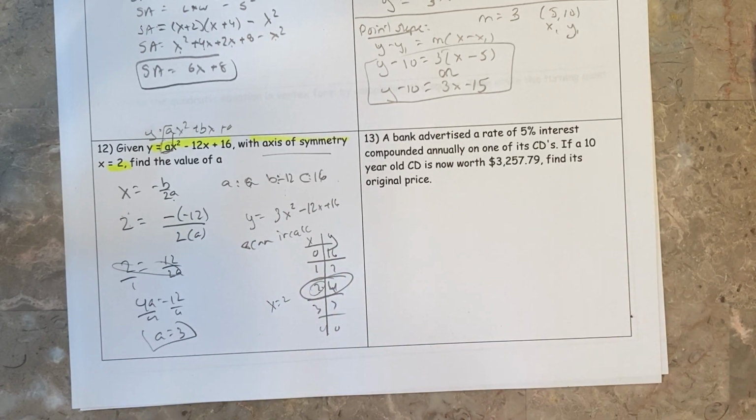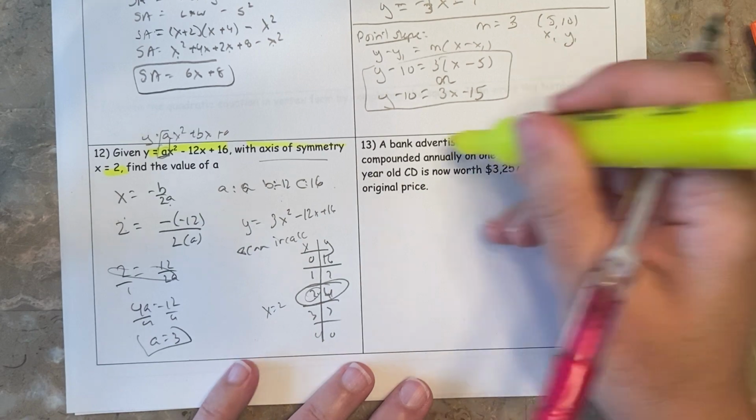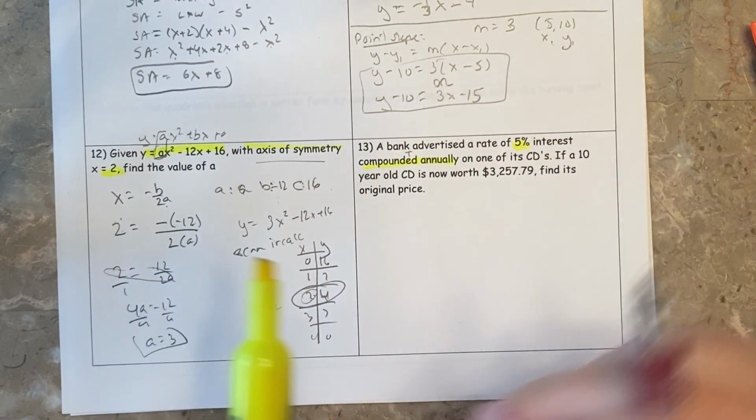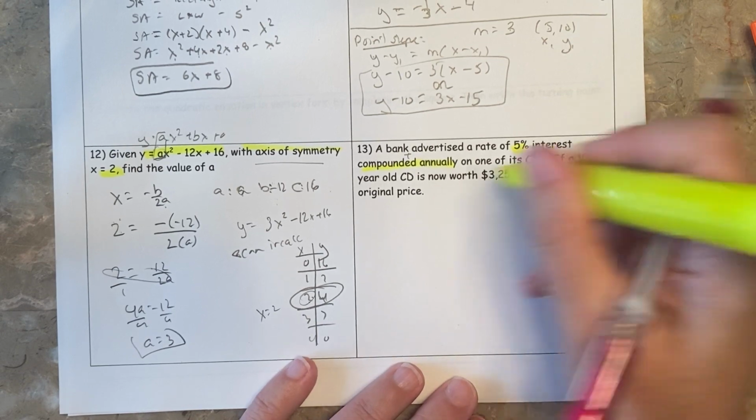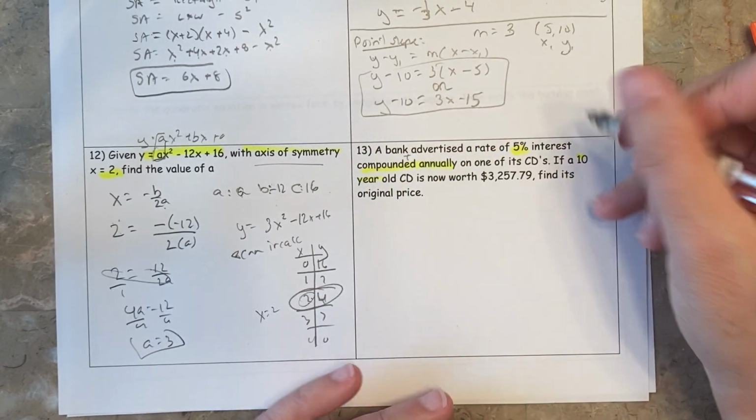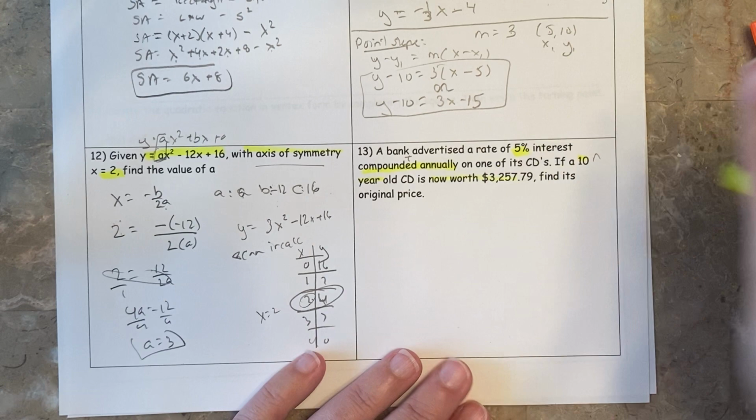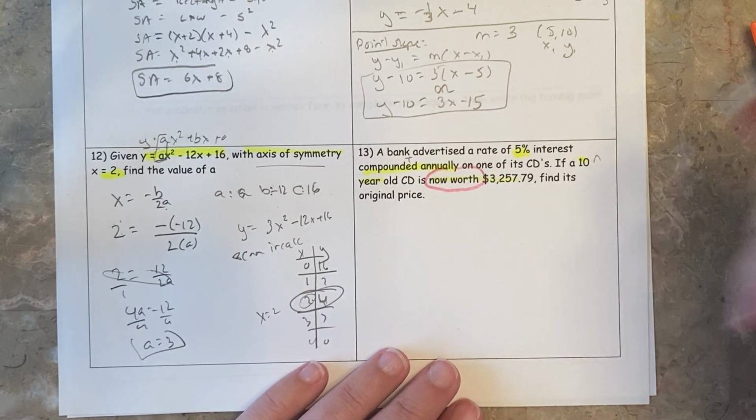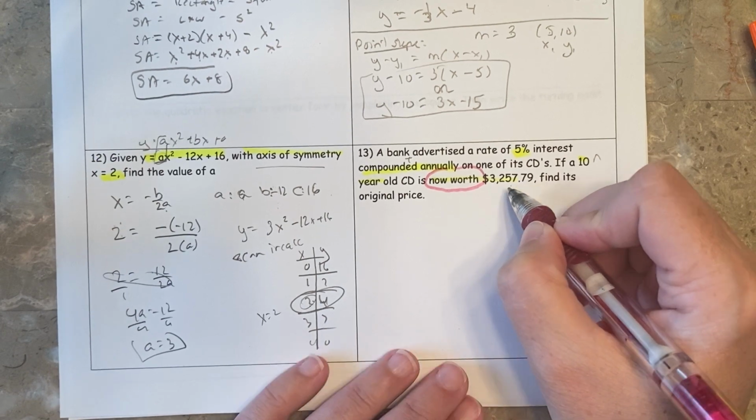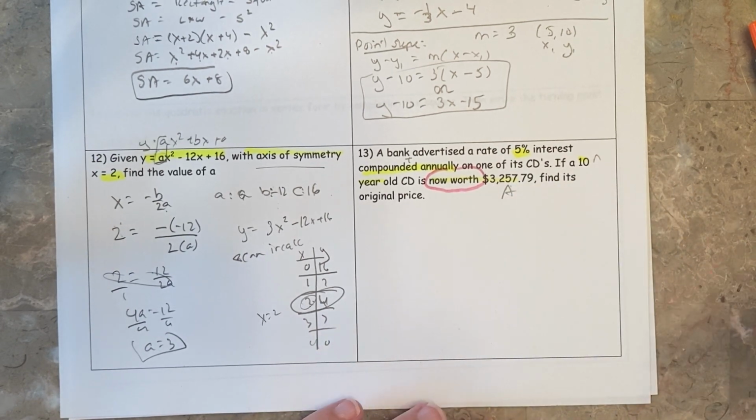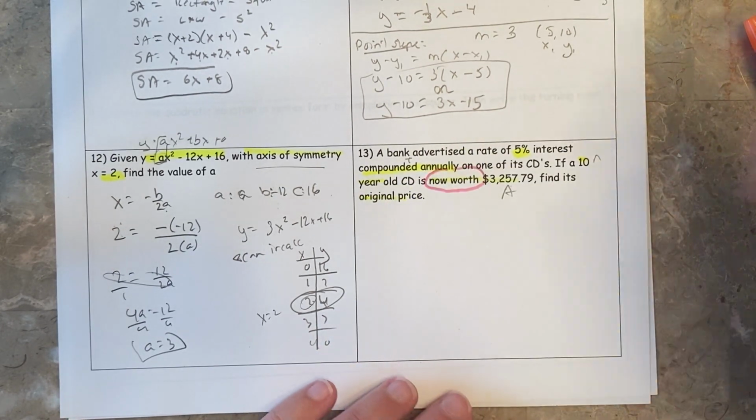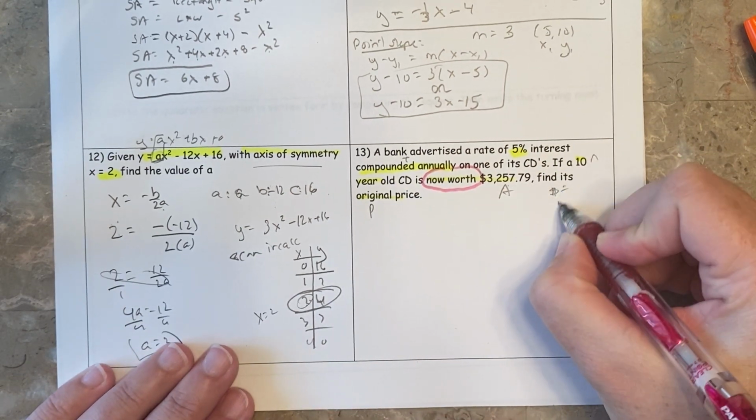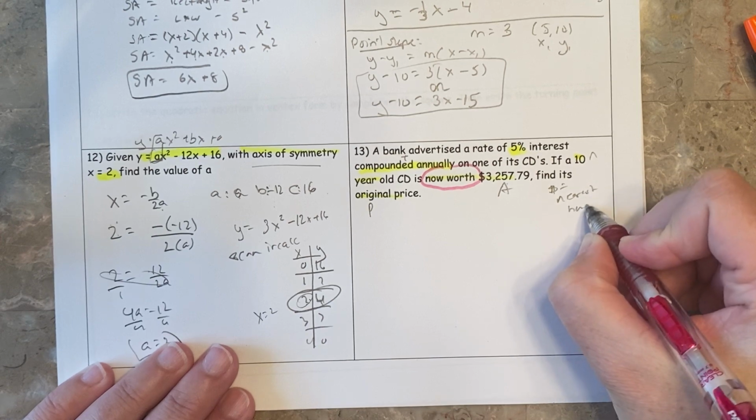All right, 13. A bank advertised a rate of 5% interest compounded annually. Remember, that means every single year you compound annually, you just get more money. If a 10-year-old CD, so that's your n, is now worth, oh, be careful. This is why I chose this one. Now worth. So we're so used to the amount being the P, it's not, it's the A. So be careful. You want to find its original, and original is the P. So this is a tough one. Remember, money is always nearest hundredth.